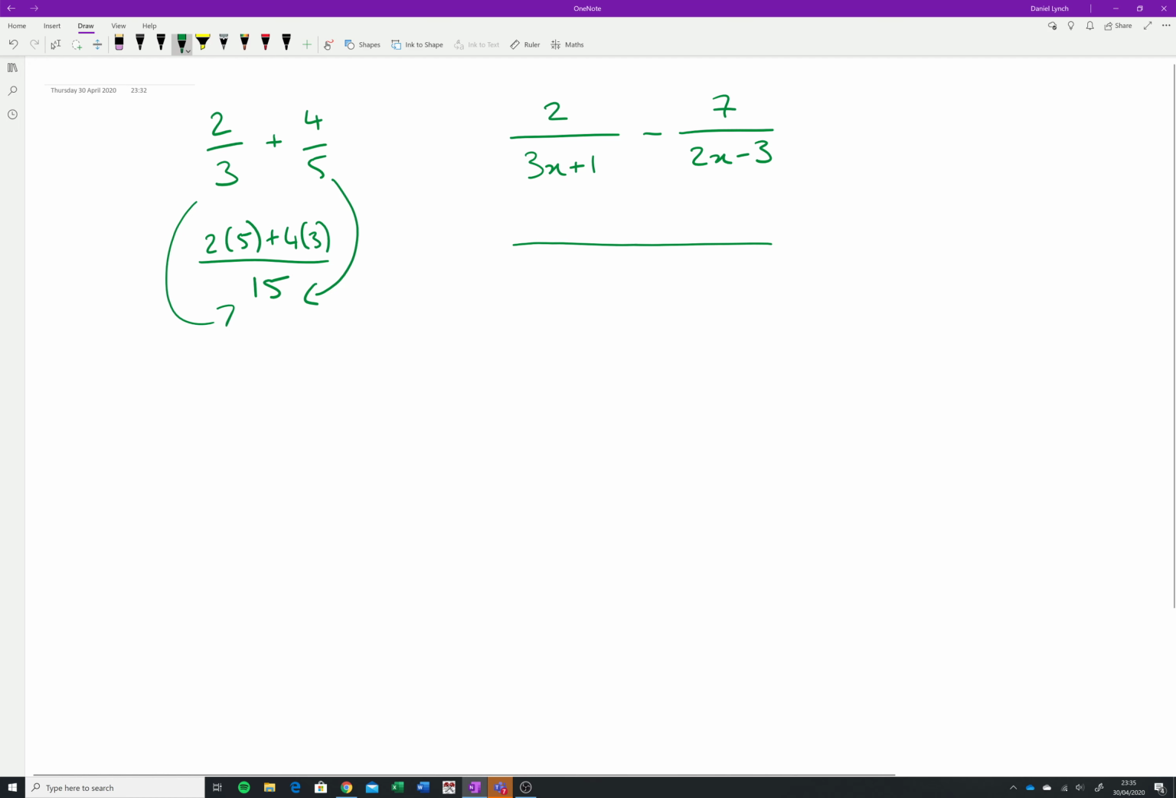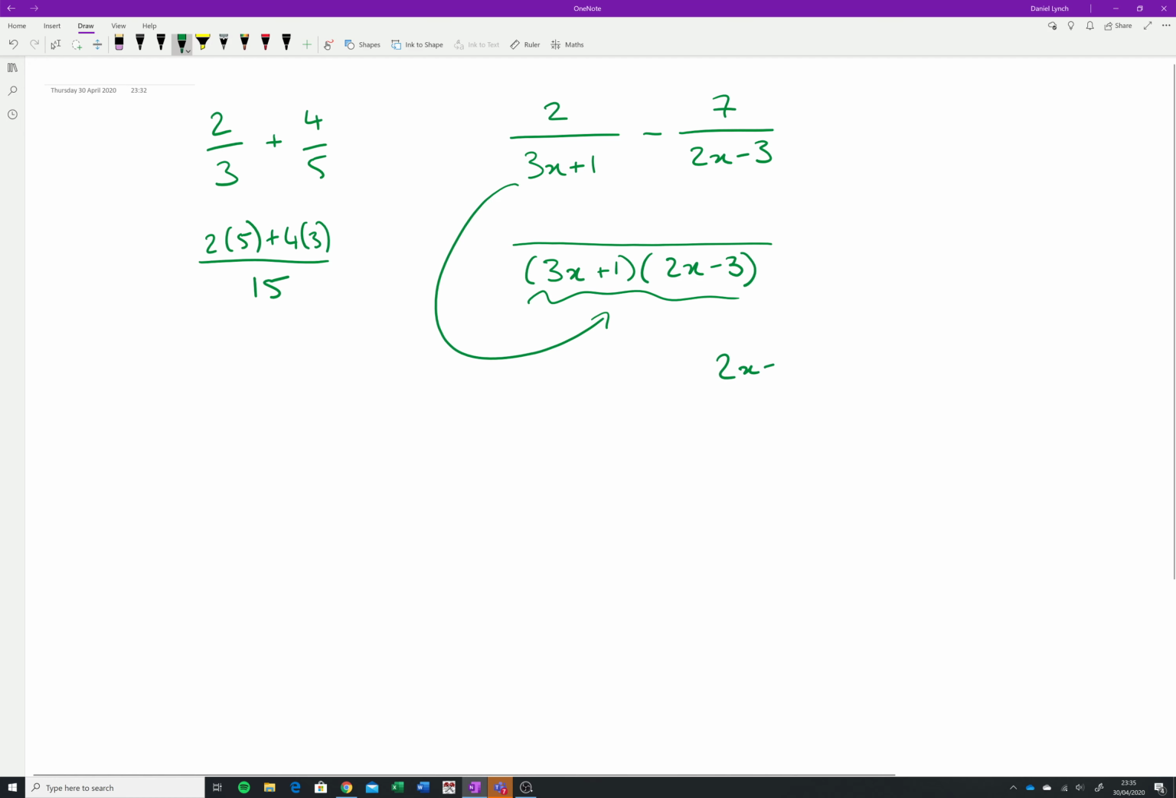So one way to get a common denominator is to take both your denominators and just multiply them by each other. So that's what we'll do in this case. We'll take one denominator and we will multiply by the other. So if you remember what we did then, we took 3 and divided it into 15. So in this case we take 3x plus 1 and we divide it into that whole thing here. So we're asking how many 3x plus 1s are there in this whole thing here. And what we have is we have 2x minus 3 amounts of 3x plus 1.